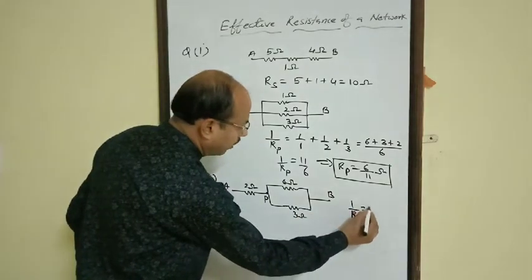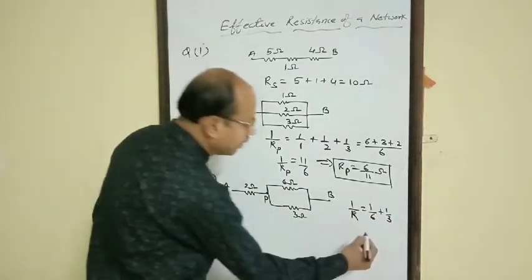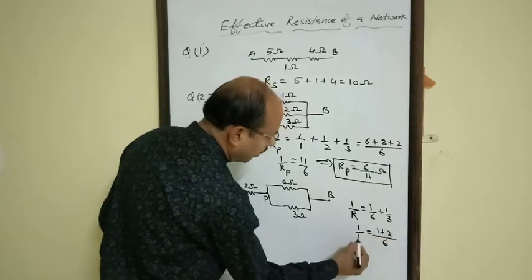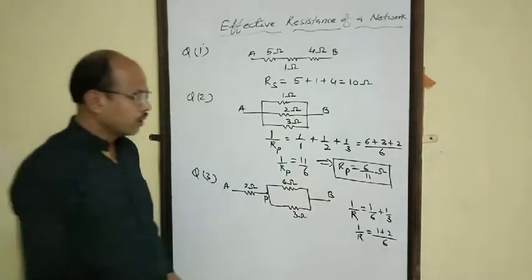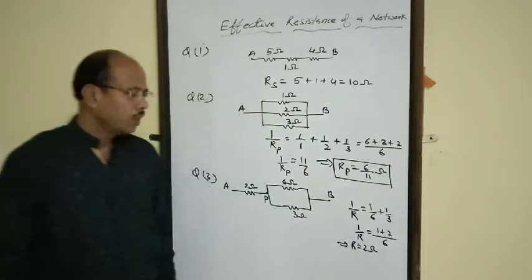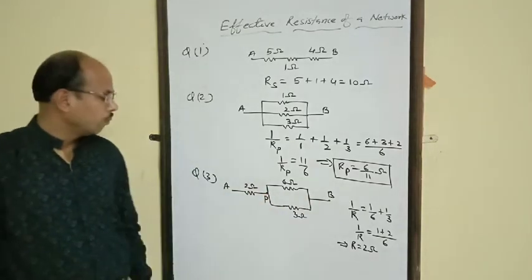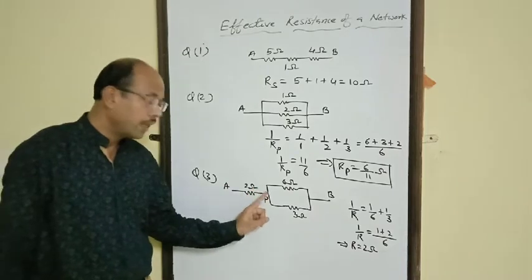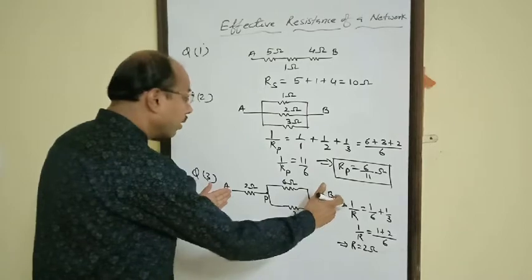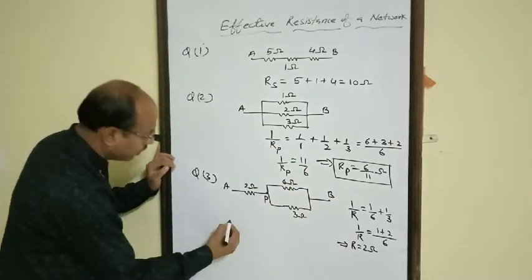1 upon R equals 1 by 6 plus 1 by 3. We can take the LCM 6, here it will be 1 plus 2, this is 1 upon R. And if we solve this, we get R equals 2. So it means effective resistance between P and B is 2 ohm. Effective resistance between A and P is also 2 ohm. But if the question is what is the effective resistance between A and B, then we have to draw this diagram again. How?